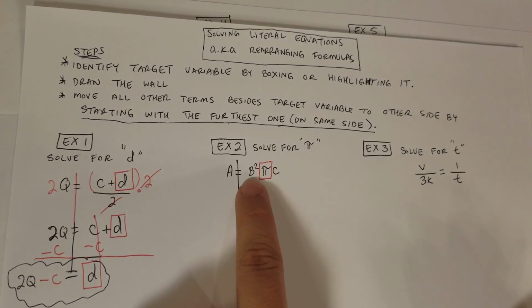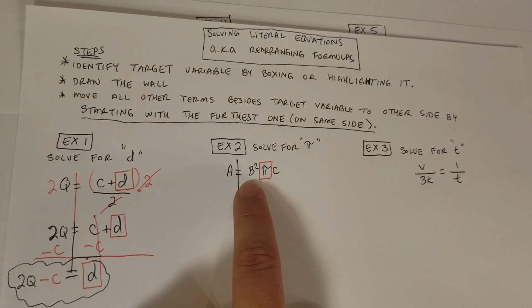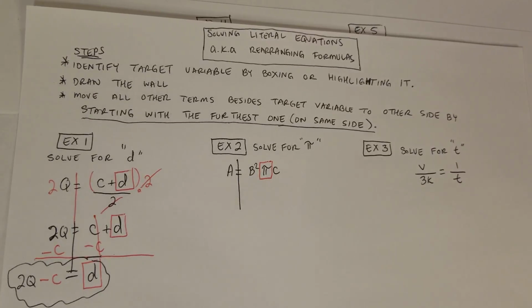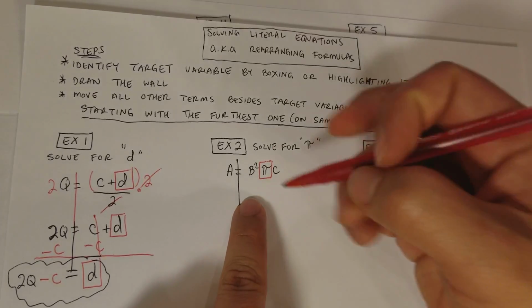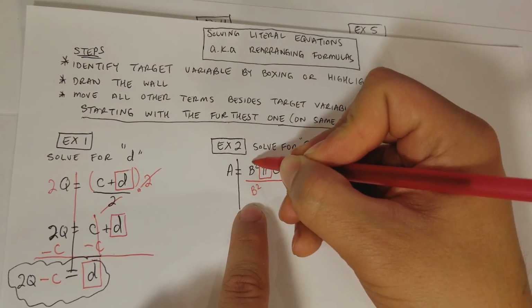How do I do that? Well, these are all multiplied together. In an earlier video, I told you that if you have a variable or variables stuck together like this, that means they're multiplied. So if you want to get rid of them, all you have to do is the opposite, or the inverse, which is to divide. So if I divide this by b squared, the b squared would cancel.